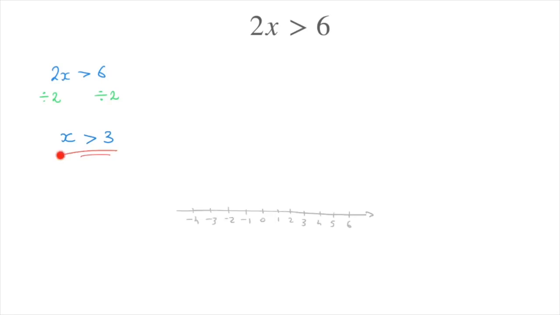To illustrate x greater than 3, I place an empty dot above the 3, as well as an arrow pointing towards all the numbers greater than 3. Notice that the dot above the 3 is empty, and that is to highlight the fact that x cannot be equal to 3. And there we go. All right, let's look at the next example.